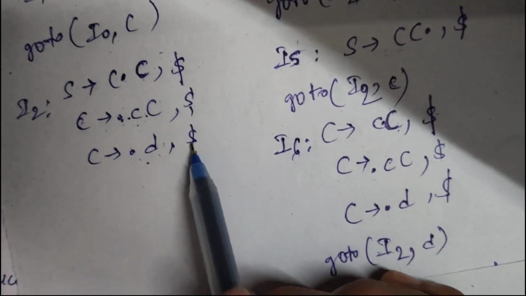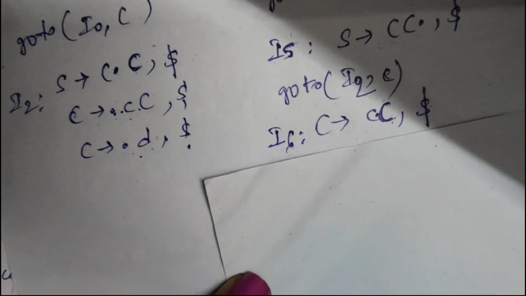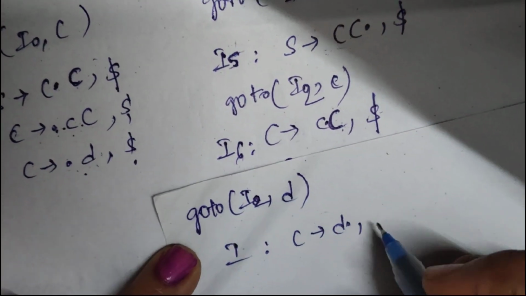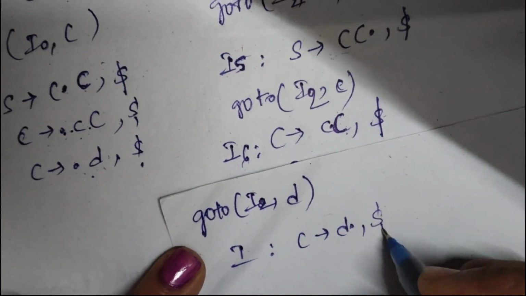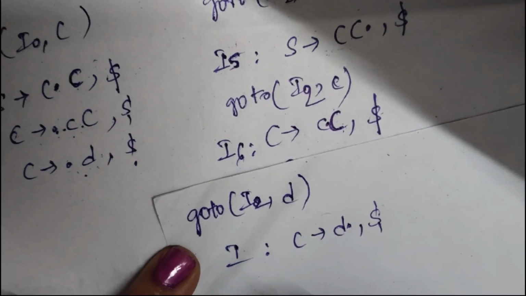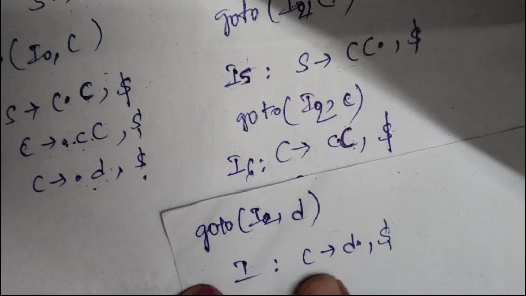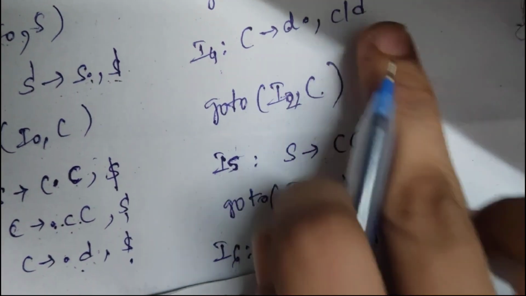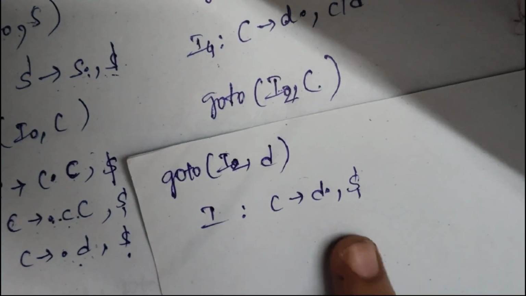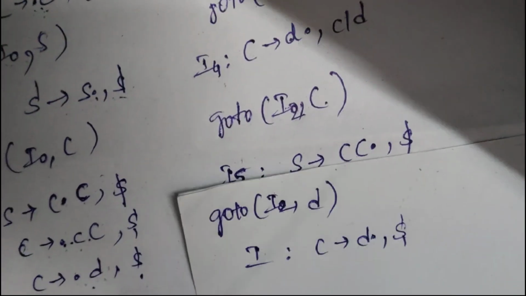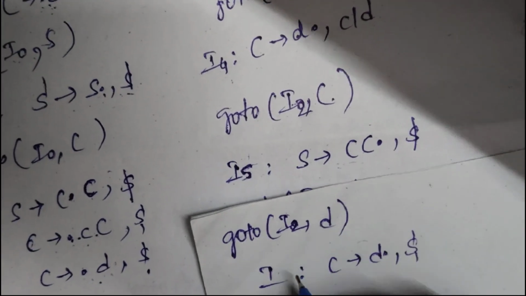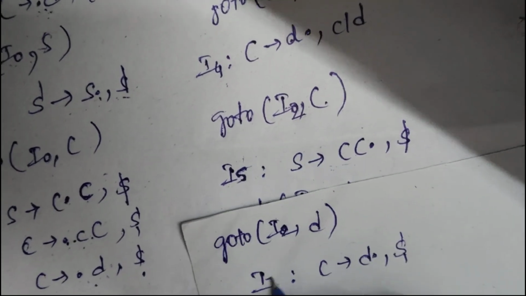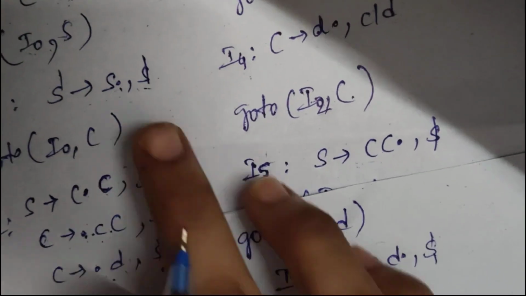Now next go to I2 comma D. This dot will be shifted here. Dollar will be as it is, as we are just shifting. So check if we have got this prediction as it is anywhere else. Here we got it, but the look ahead symbol is different, so we don't mark it as the same. So this is also a new item, so we need to write a new number, that is after 6 we can write 7. We are done with I2.